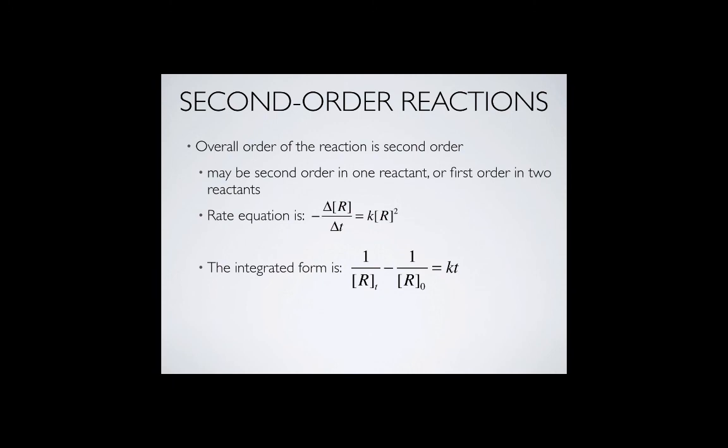The integrated rate form, which is generally what we want to use, is that 1 over concentration of the reactant at time t minus 1 over concentration of that reactant at time 0 is equal to kt. Again, since concentration of reactant at time t is smaller, this will be a larger fraction than this one, and so we always get a positive value over here. The units of k in this case are liter per mole time.